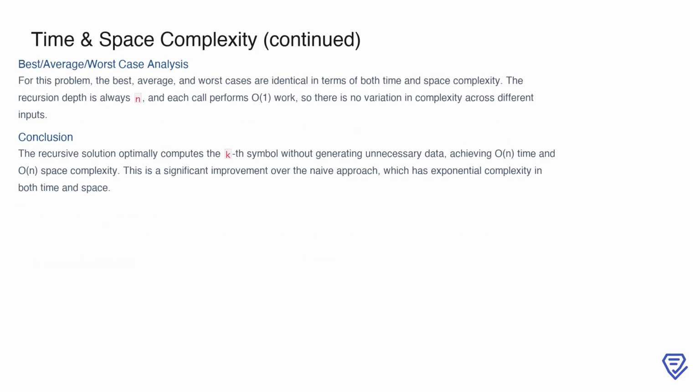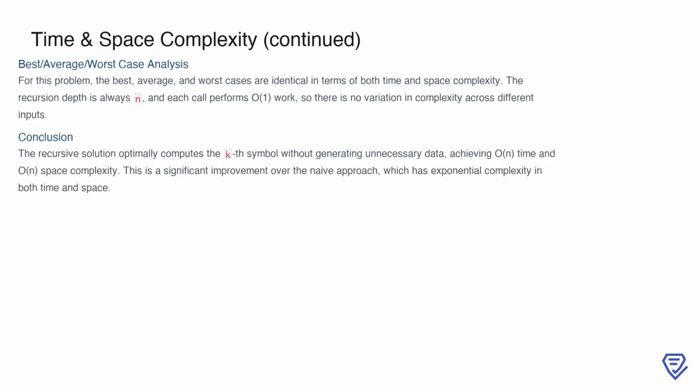In this problem, the best, average, and worst-case scenarios all result in the same time and space complexities. This is because the recursion depth is always n, regardless of the input values, and each recursive call consistently performs O(1) work. Therefore, there is no variation in complexity based on different inputs.